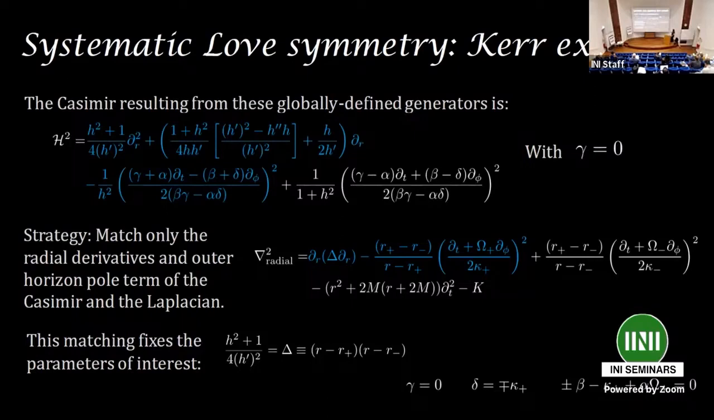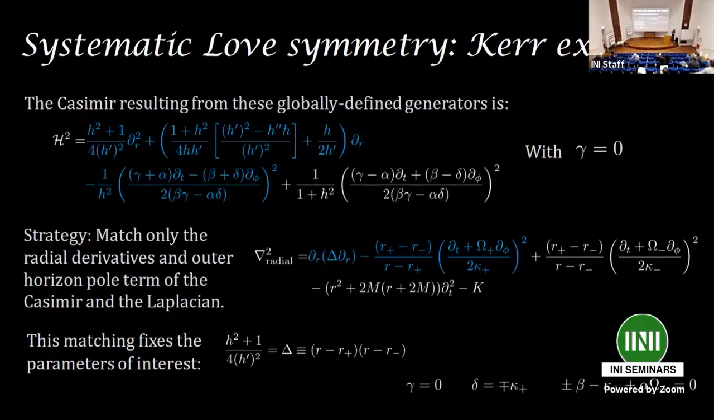And then you find a sort of family of solutions here for the other parameters. Delta is equal to plus minus kappa plus. And then beta and alpha are related by this equation. Omega plus is the angular velocity of the outer horizon.